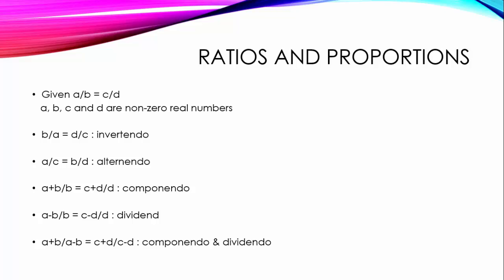(a plus b)/b is equal to (c plus d)/d, componendo. (a minus b)/b is equal to (c minus d)/d, dividendo. (a plus b)/(a minus b) is equal to (c plus d)/(c minus d). It's called componendo and dividendo.